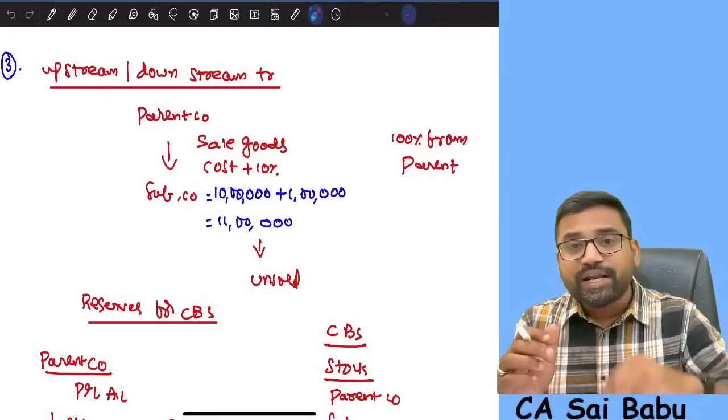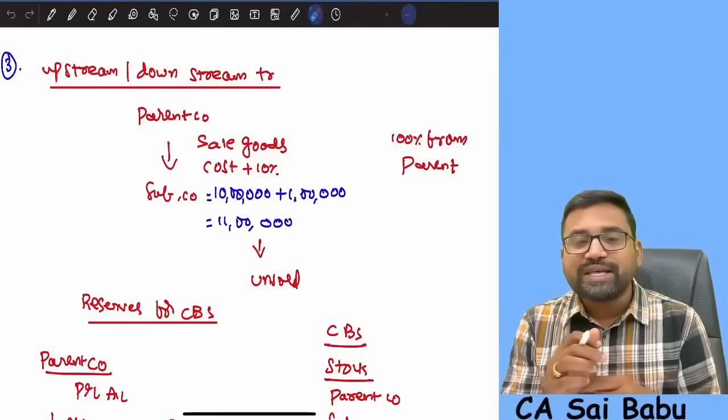Now suppose if the subsidiary company sold goods to parent company, now the profit is there in the books of subsidiary.